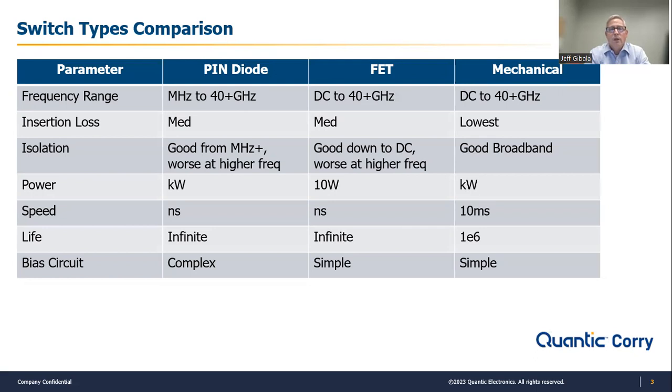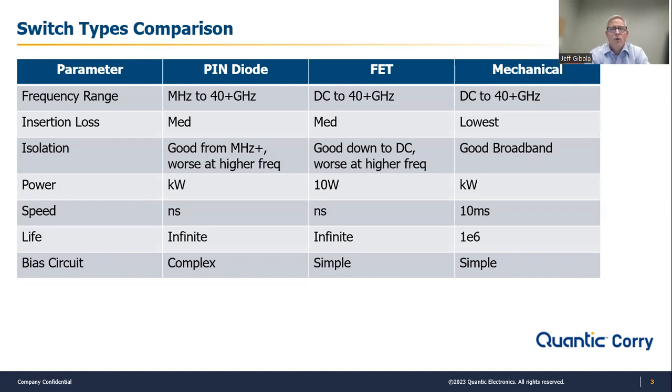So in terms of frequency range, a PIN diode is limited on the low side. It can work from the megahertz range up through 40 gigahertz, whereas the FET and the mechanical switch can work all the way down to DC as well as up through 40 gigahertz. The insertion loss, the mechanical is the lowest. It's better than the PIN diode and the FET. And from an isolation standpoint, all of the switches typically will get worse the higher you go in frequency. But the PIN diode and the FET will suffer a little more at the higher frequencies than the mechanical type.